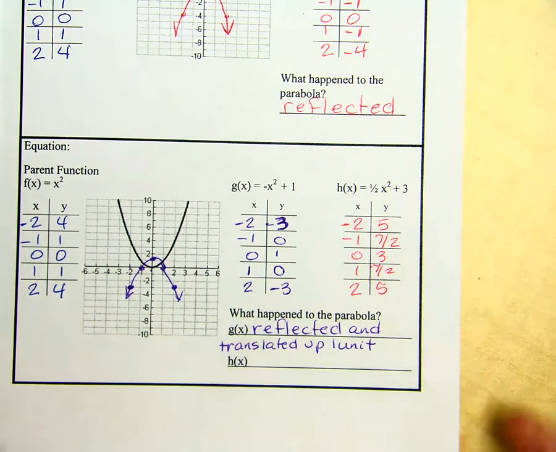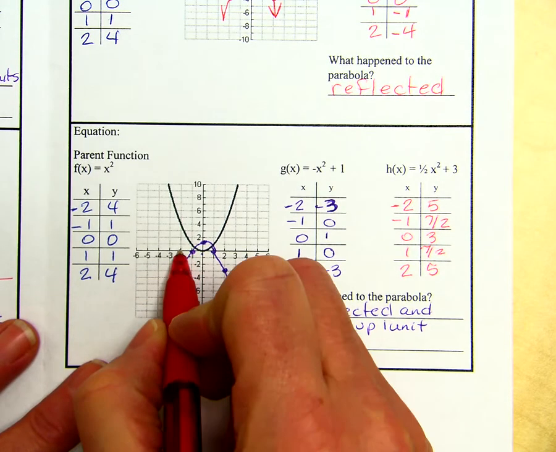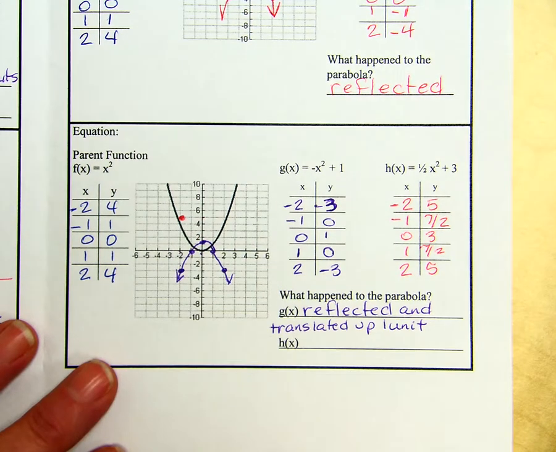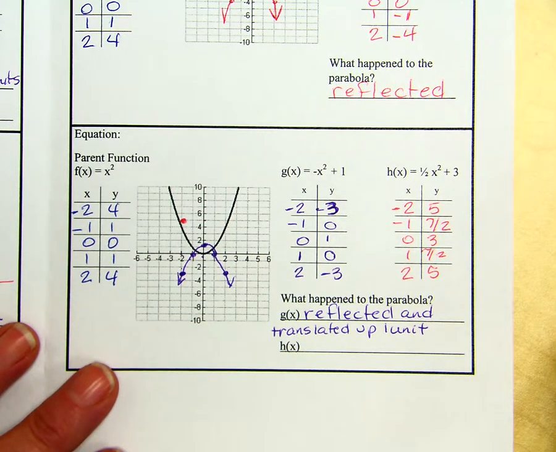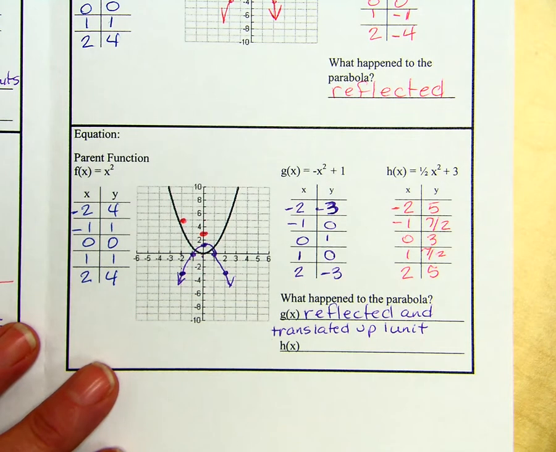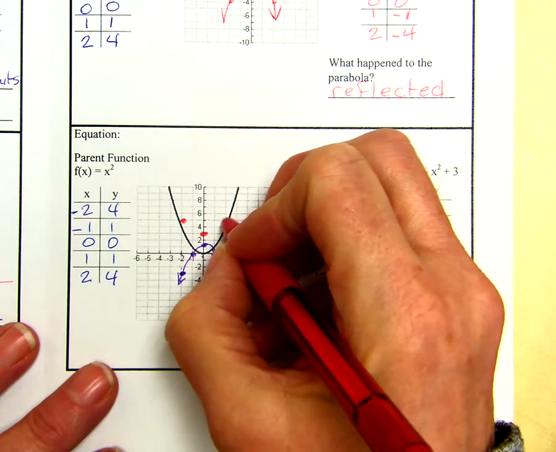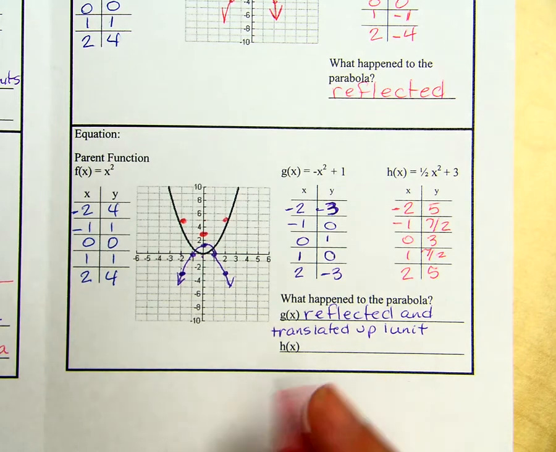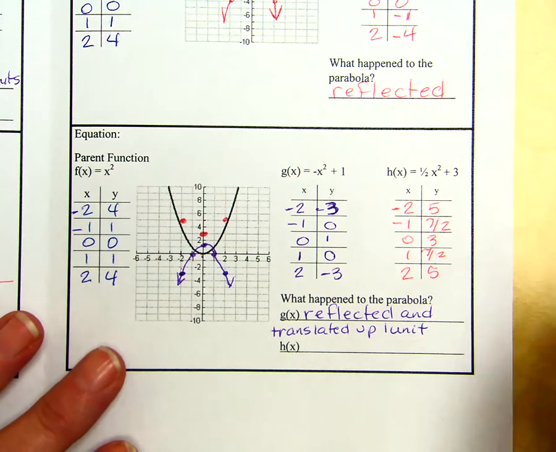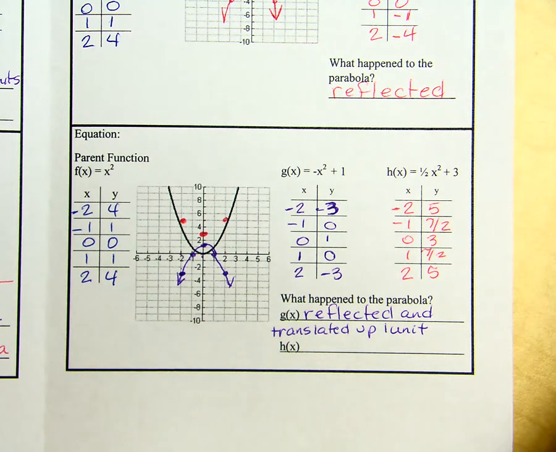So let's see what we can do to plot these points. So at negative 2, I'm going to get a positive 5. So here's 4, 5, right there. At 0, I get a positive 3. And at 2, I get a positive 5. And then let's see if we can figure out this 7 halves. 7 halves is the same as 3 1/2.